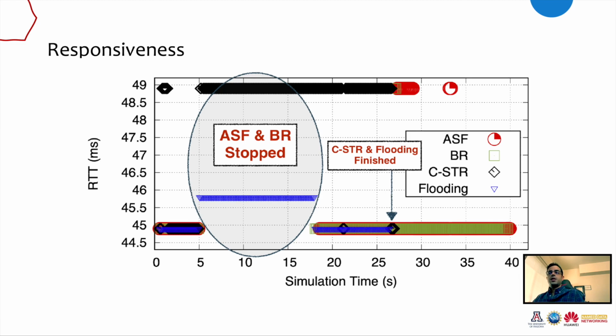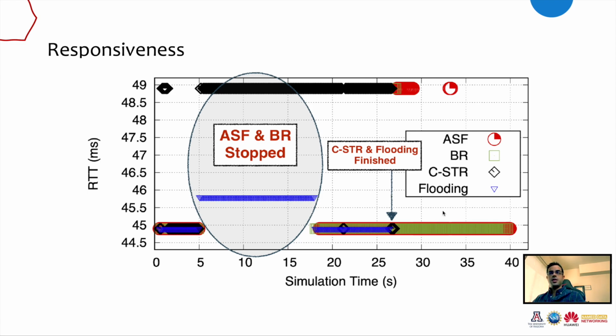In terms of being responsive to network changes, we break an important link in the Abilene topology, which is shared by several paths while downloading a single content, to see how fast each solution reacts to this change. This figure shows that the dependency of ASF and best route, which are represented by the red and green lines, on the routing protocol made these two strategies completely stop serving for a period of time, and after the routing protocol computed the new paths and updated the FIB, they started serving the content.